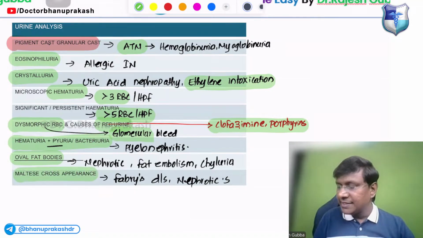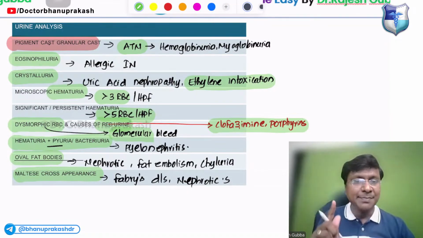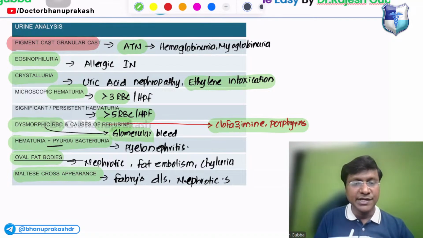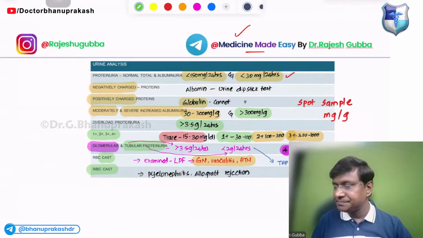Then, what are the conditions where you have a Maltese cross appearance within the urine sample? It is observed in two conditions: one is Fabry's disease, and the other is nephrotic syndrome. So this is about the abnormalities related to urine analysis. In one minute, I'll quickly recap the urine analysis.